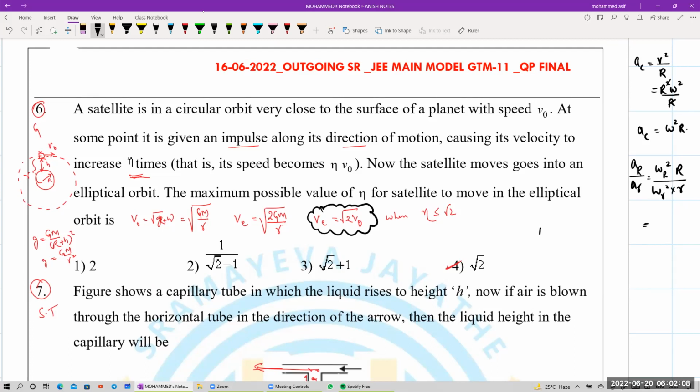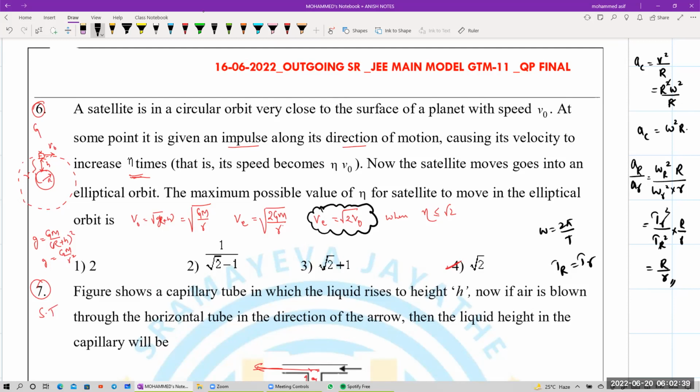What is the omega value, beta? Omega is equal to 2 pi by capital T. That means this is the time period of small r divided by the time period of capital R, into capital R divided by small r. The problem is telling that the time period of capital R is equal to the time period of small r. This cancels out. This will become capital R by small r. Okay?